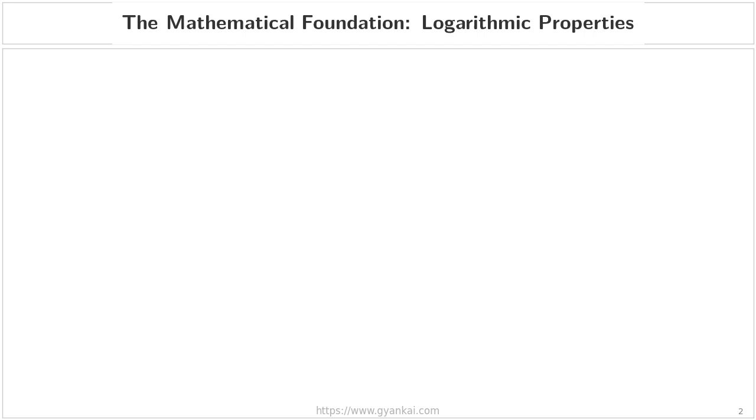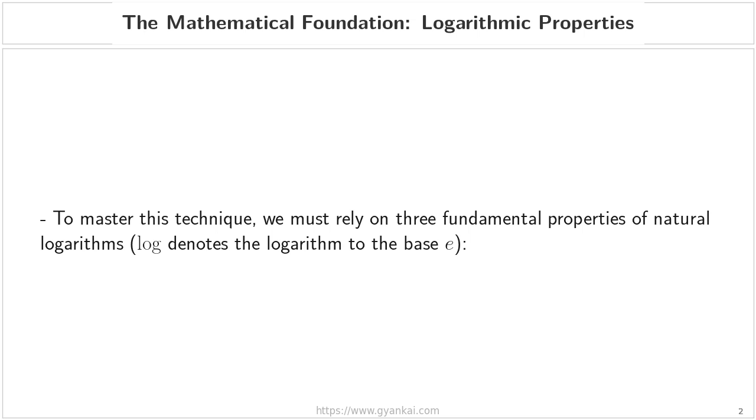The mathematical foundation, logarithmic properties. Now that we have established why the standard product and quotient rules can become cumbersome for complex functions, let us look at the tools we need to make the process more efficient. To master the technique of logarithmic differentiation, we must rely on three fundamental properties of natural logarithms.